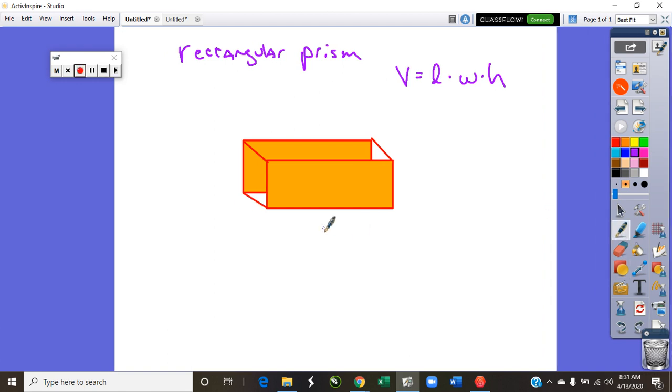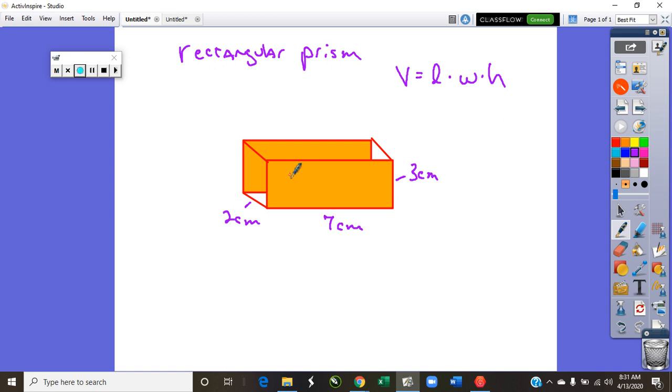So let's say I got this rectangular prism here, okay? Let's give this some dimensions. Let's say this was 7 centimeters. Let's say this is 2 centimeters, and let's say this is 3 centimeters. Okay, remember what I said is it doesn't matter which one you make your length, your width, and your height, because you're going to multiply them anyway, okay?